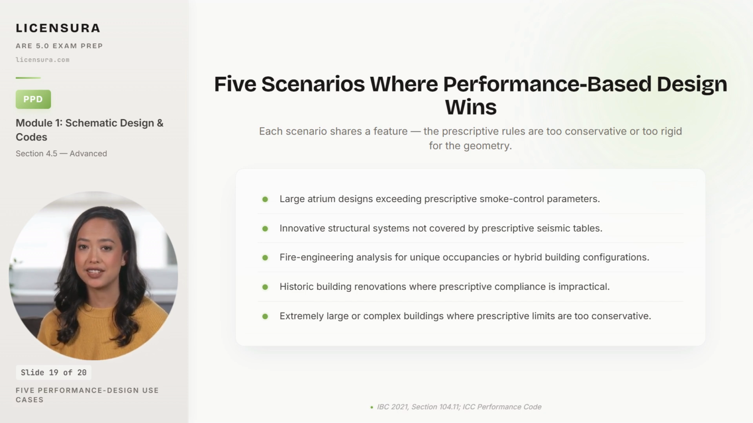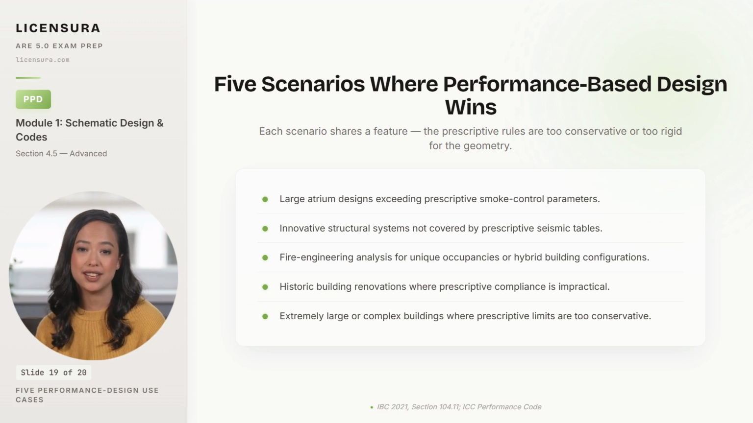Performance-based seismic analysis demonstrates equivalent resistance. Third, fire engineering analysis for unique or hybrid occupancies that do not classify cleanly under Section 302. Large mixed-use complexes, research facilities with combinations of laboratory and assembly uses, transit hubs. Fourth, historic building renovations where strict prescriptive compliance would destroy the structure's historic character and is genuinely impractical, even with the Section 3412 historic provisions.